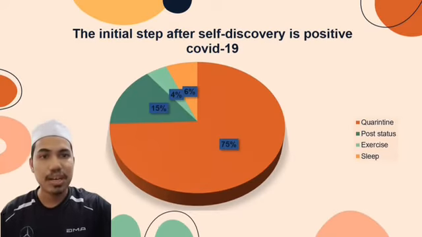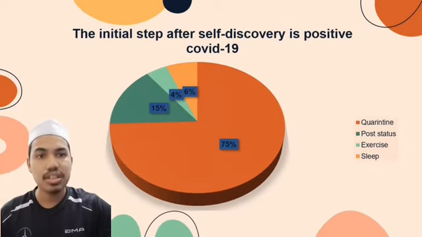Based on this pie chart, the majority were quarantined after knowing they were positive for COVID-19, by 70%, while as much as 50% also posted status and 6% also slept. This shows that Malaysians are less concerned about the issue of COVID-19. The latter, as many as 4% of people, exercise. This is because people are not concerned about COVID-19.